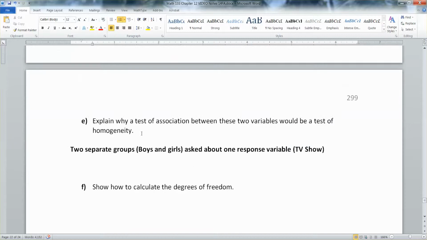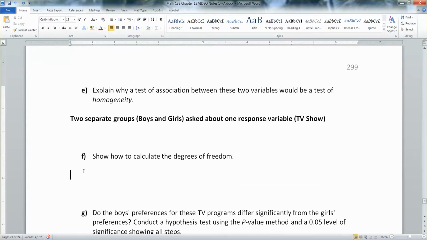All right, now why would this be a test of homogeneity? Homogeneity is when you have 2 separate groups, in this case boys and girls, and you're asking them about one response variable, their favorite TV show. Now that one response variable can take on 3 different values: Lone Ranger, Simpsons, and Sesame Street, but nevertheless it's one response variable.